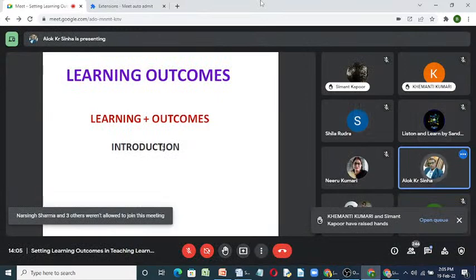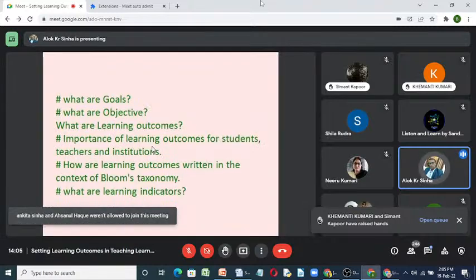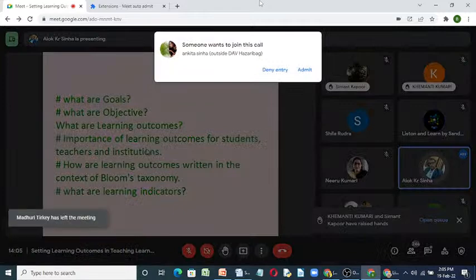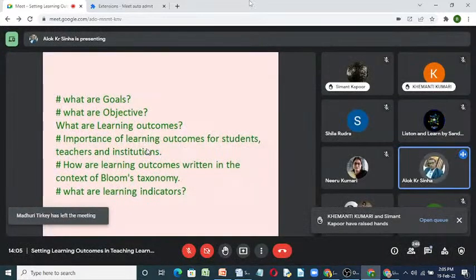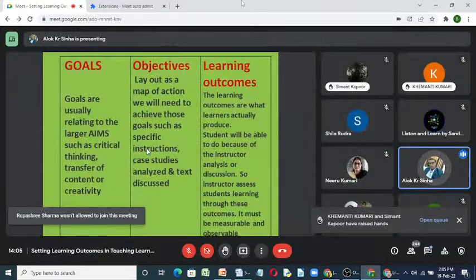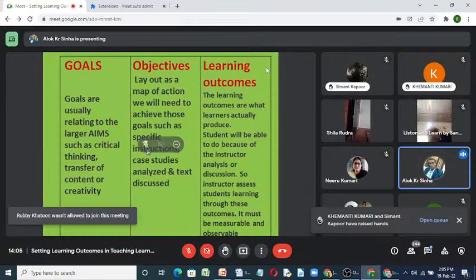So learning outcome is the focused point of the learning process. So now, in today's session, we will discuss the following points. What are goals? What are objectives? What are learning outcomes? Importance of learning outcomes for students, teachers, and institutions. How are learning outcomes written in the context of Bloom's taxonomy? And what are learning indicators? So we all know that every syllabus has 3 main components, that is goal, objectives, and learning outcomes.